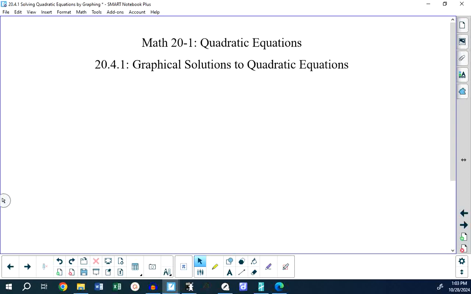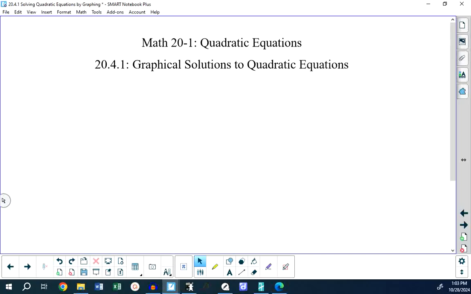So this unit is called Quadratic Equations, and we're going to start off today by looking at what are called graphical solutions to quadratic equations. In a minute, I'm going to be explaining the difference between what we call an equation in mathematics and a function, and although they're related, they're significantly different from each other in terms of their meaning.